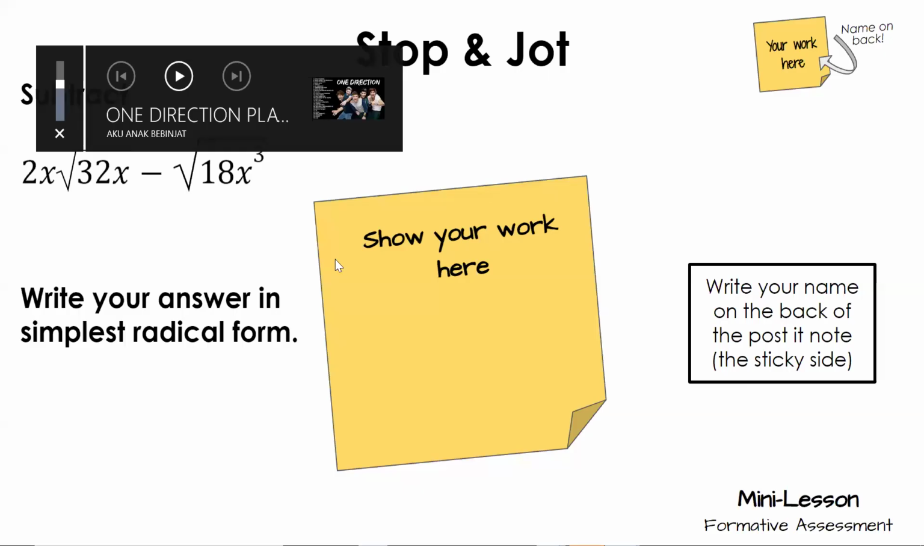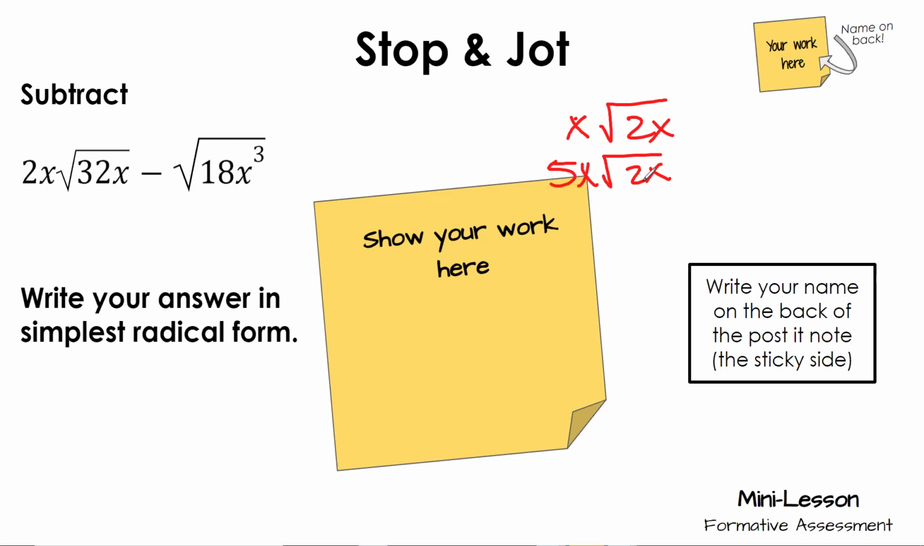So let's see what you got. So most frequently answered was, I got x square root of 2x, or I got 5x square root of 2x. That was the most common answer. So let's go through what the answer is. If I break this down into 16 and 2, I'm going to pull these, so 4 and 4.